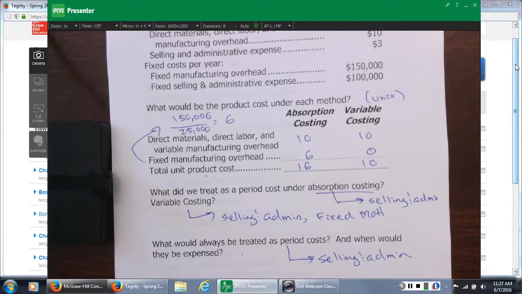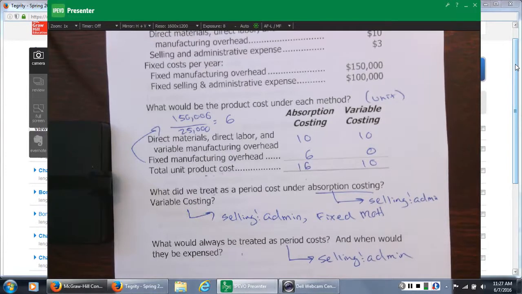So if we incur $50,000 worth of sales commissions in 2012, that will show up on the income statement in 2012. Expensed means basically you can think of that as when it is going to show up on the income statement as an expense. That's the term expensed.